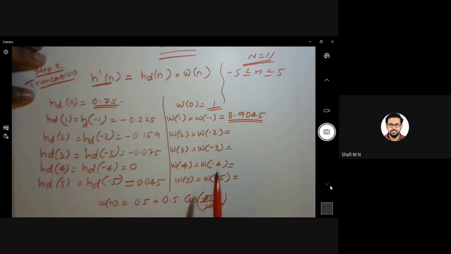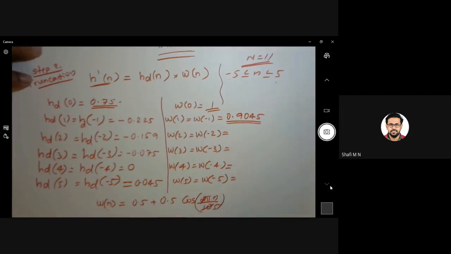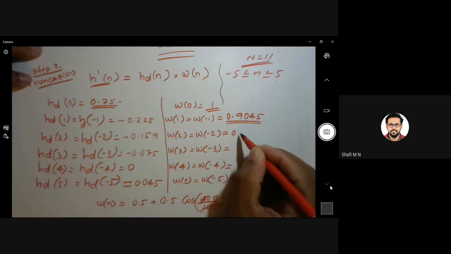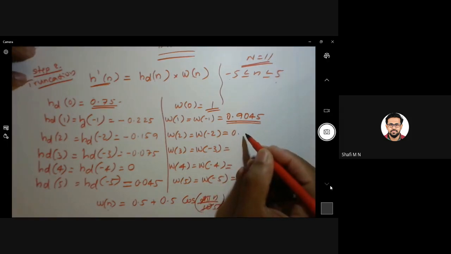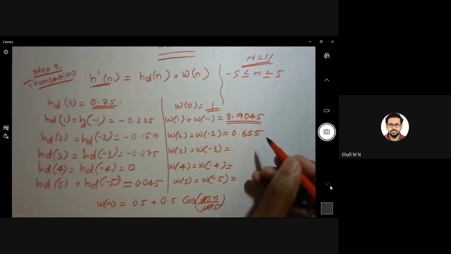Now, somebody just tell me what is the value of w of 2. w of 2 implies 0.5 plus 0.5 into cos pi into n, which will be 2. So 2 pi by 5, cos 2 pi by 5 into 0.5 plus 0.5. Calculator, just tell me the value. Someone please tell me. 0.6545. Okay, 0.655, I will write.